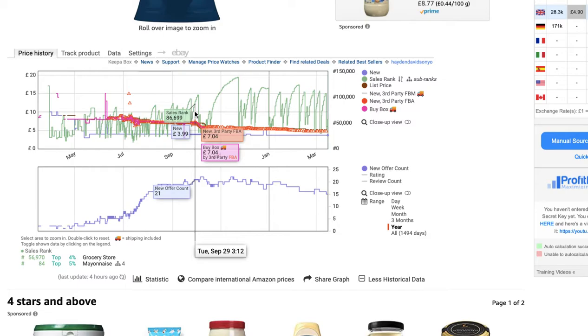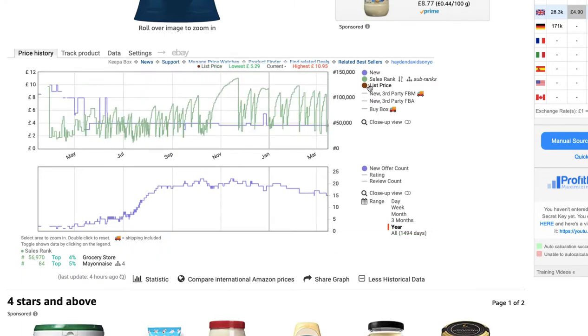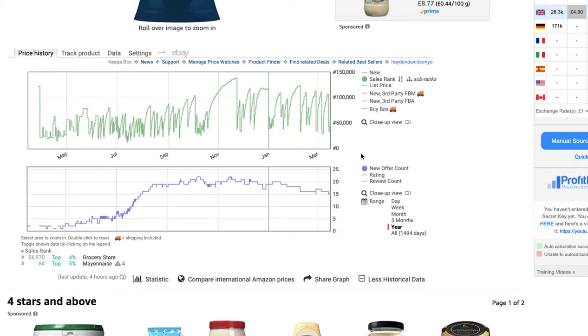So looking closer into this, let's look at the sales rank to start with. Now the sales rank here, what you can actually do is turn off all the other stuff so that we're just focusing on the sales rank here. This is the sales rank, okay? And the sales rank is indicating the velocity of the sales that that particular product is getting.